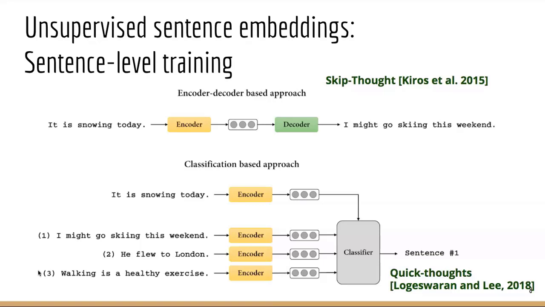A popular approach is called Skip-Thought, which was released in 2015. It works exactly like this. In this case, the encoder and the decoder are based on an LSTM, but of course, you can replace the LSTM with any other neural network architecture, and this will also work. And then, more recently, there is a classification-based approach that comes with some advantages and also disadvantages, of course.